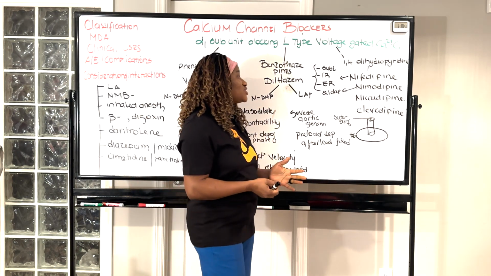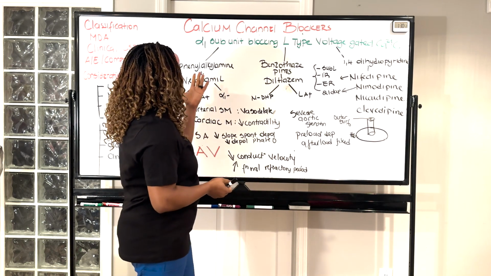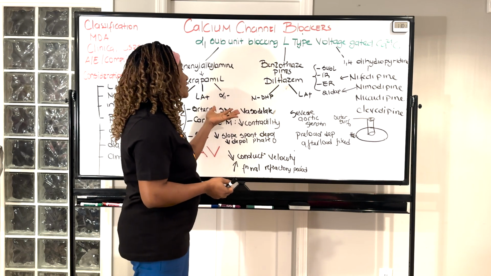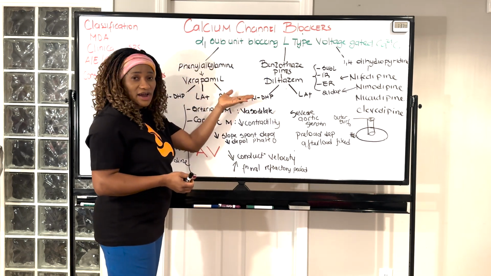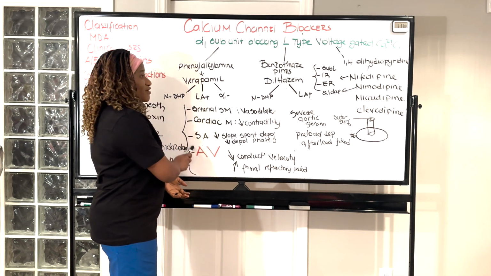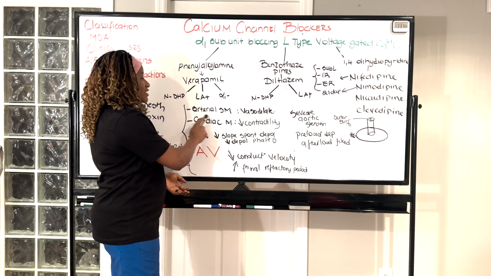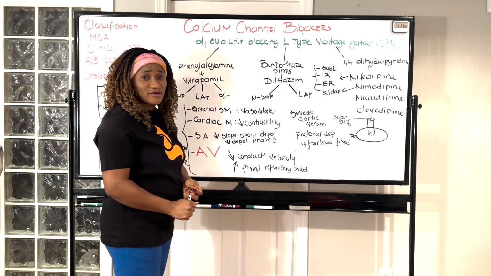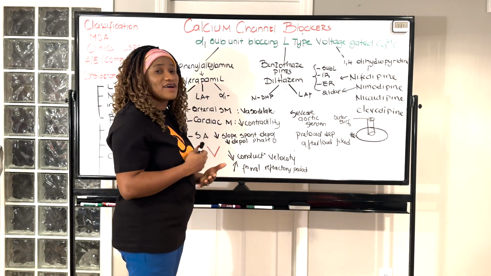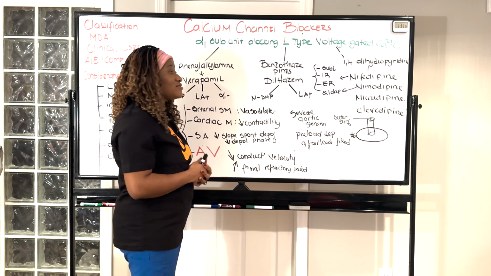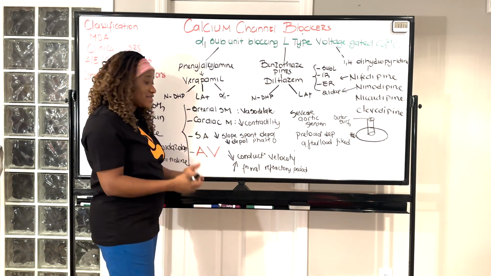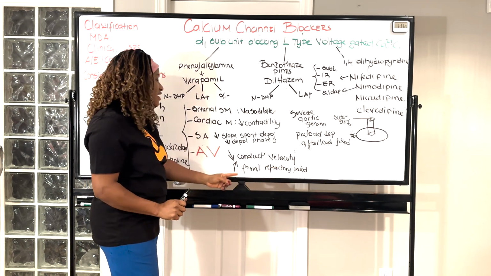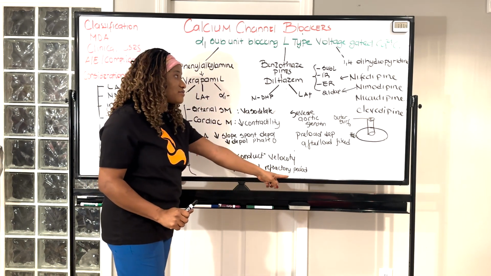One thing I haven't mentioned comparing the dihydropyridine and the non-dihydropyridine is that because the non-dihydropyridine mostly act on the heart and to a lesser extent on the arterial smooth muscle, with them you are not going to have a reflex tachycardia. You're going to have a bradycardia because they like the AV node. They slow the conduction velocity and they increase the functional refractory period.